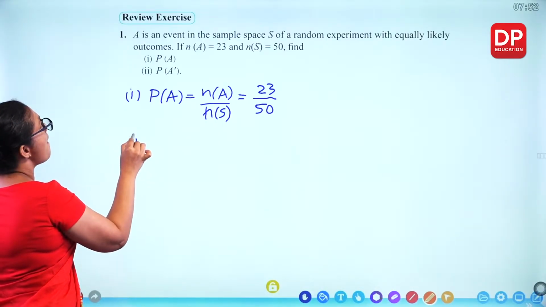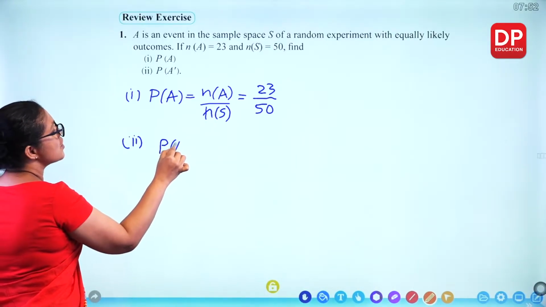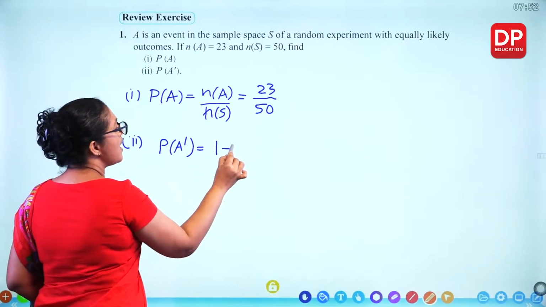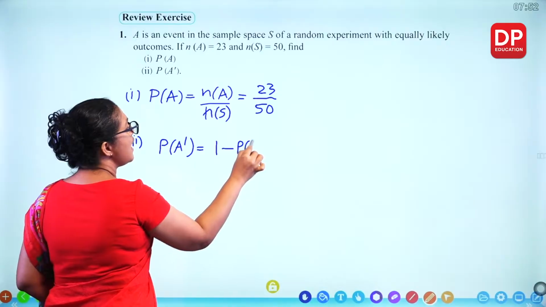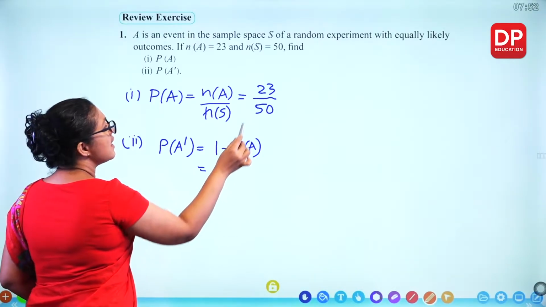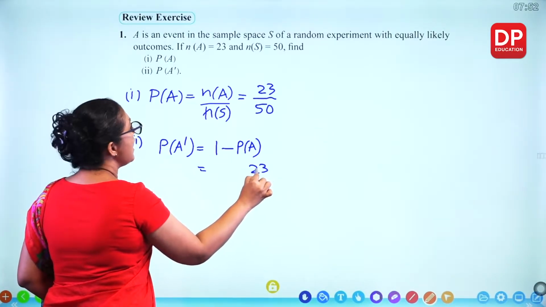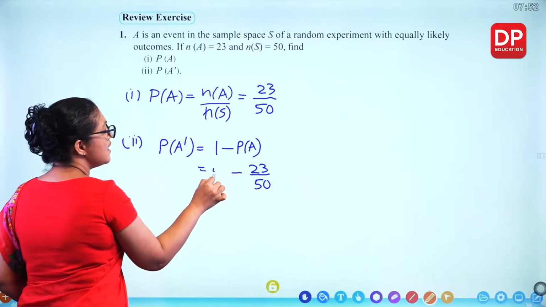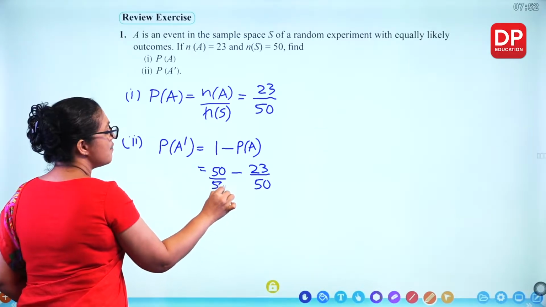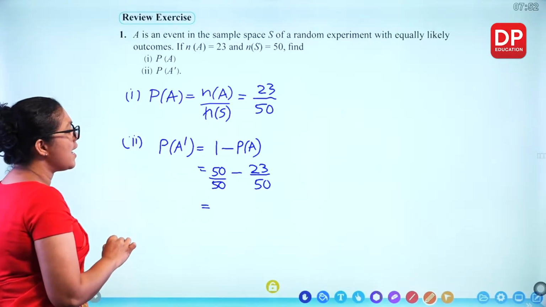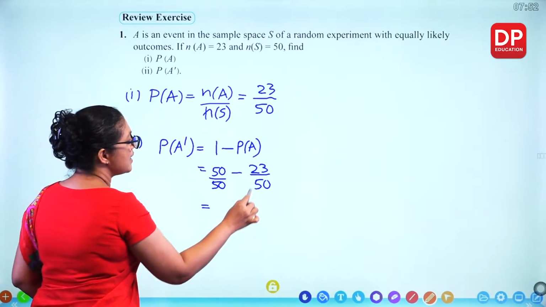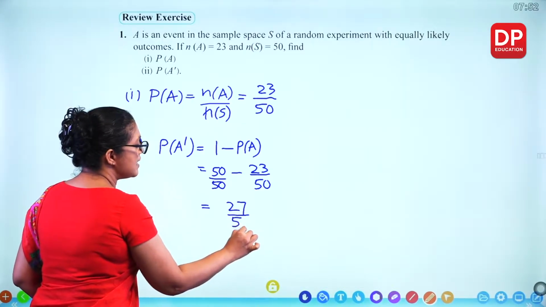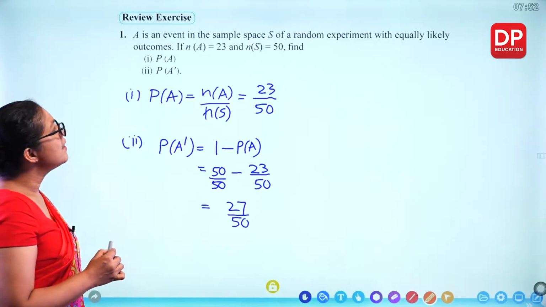So what is the probability of A dash? I can use the formula 1 minus probability of A. So here the probability of A is 23 over 50. So I can write instead of 1, this is 50 over 50. So 50 minus 23, you get 27. So the probability is 27 over 50.